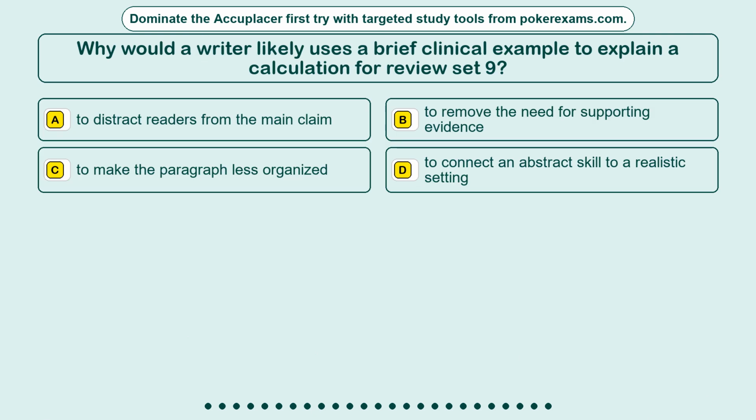Question 16. Why would a writer likely use a brief clinical example to explain a calculation for review set 9? Option A, to distract readers from the main claim. Option B, to remove the need for supporting evidence. Option C, to make the paragraph less organized. Option D, to connect an abstract skill to a realistic setting.